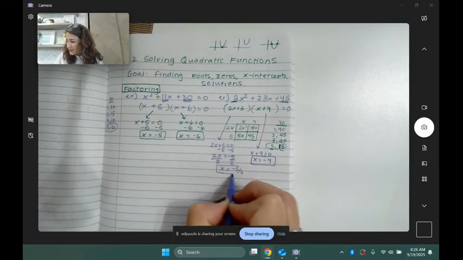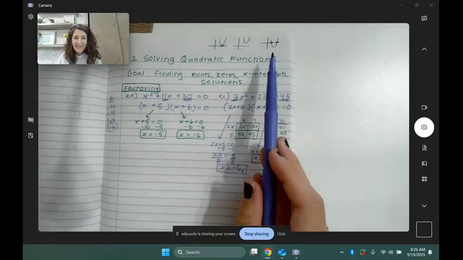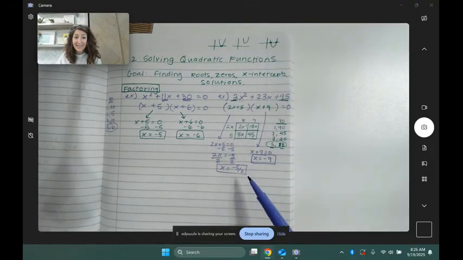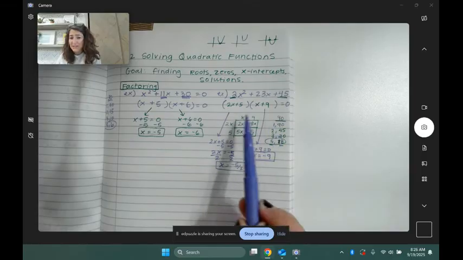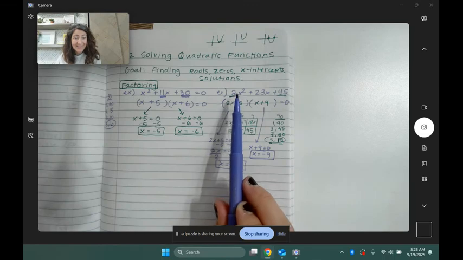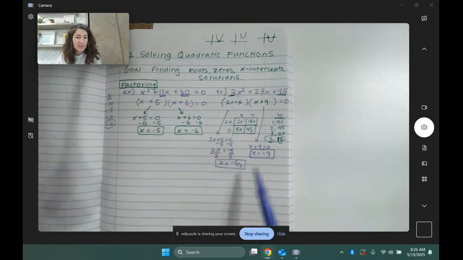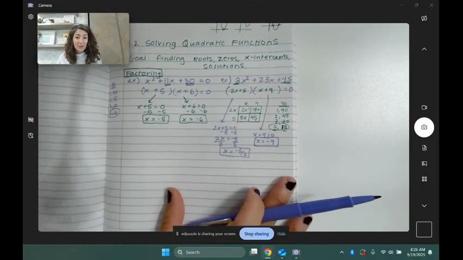So this means my two roots of this equation, or where it crosses the x-axis, are going to be at negative 5 halves, or negative 2.5, and negative 9. A lot of different methods here. I might do a second video of some more examples when a is not equal to 1. These do get a little tricky, but that'll be a separate optional video.